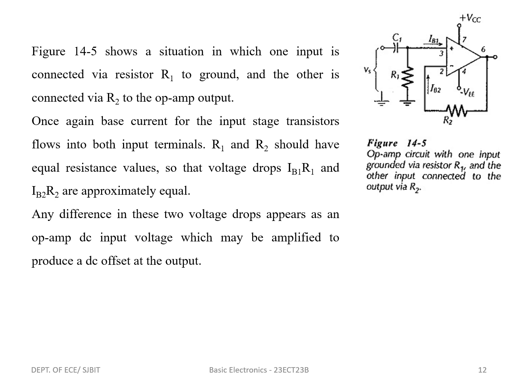Once again, the base current for the input stage transistors flows into both input terminals. R1 and R2 should have equal resistance values so that the voltage drops IB1 R1 and IB2 R2 are approximately equal. Any difference in these two voltage drops appears as an op-amp DC input voltage, which may be amplified to produce a DC offset at the output.